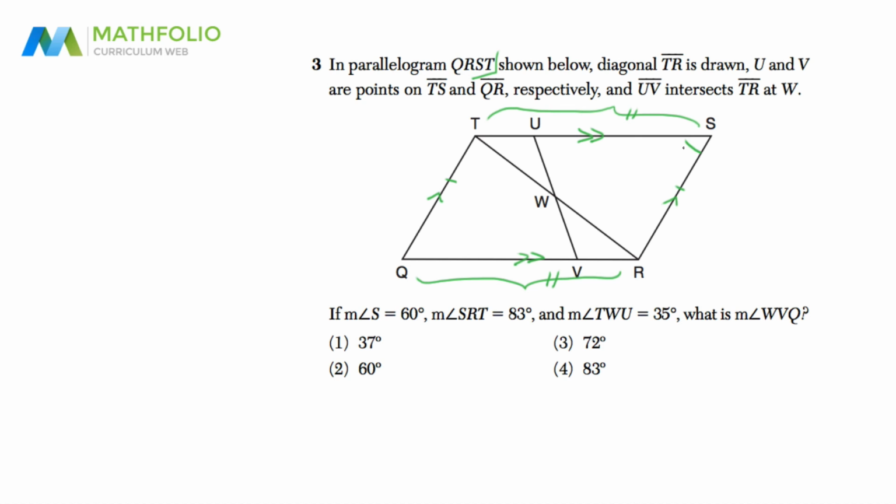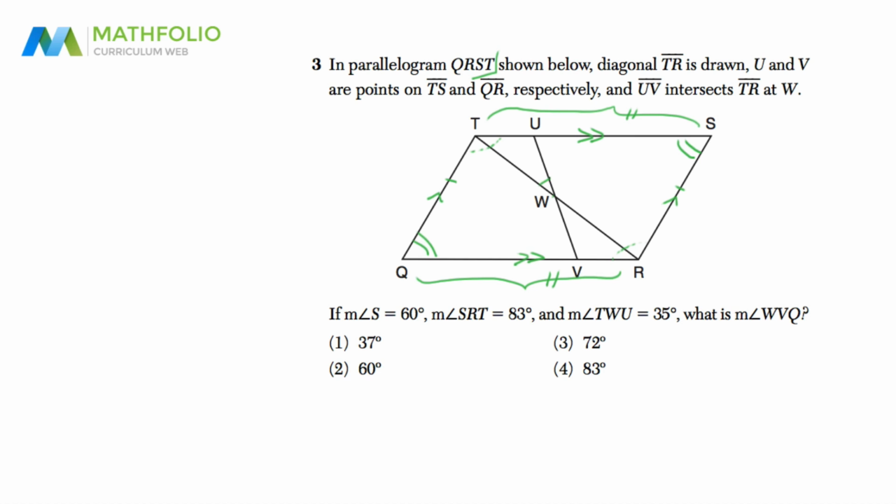We also know that this angle here must be the same as this angle here. And we know the whole of this angle T must be the same as the whole of this. Okay, so let's keep reading. Shown below, TR is drawn. Okay, great. U and V are points on TS and QR respectively. And UV, U to V, intersects TR at W.